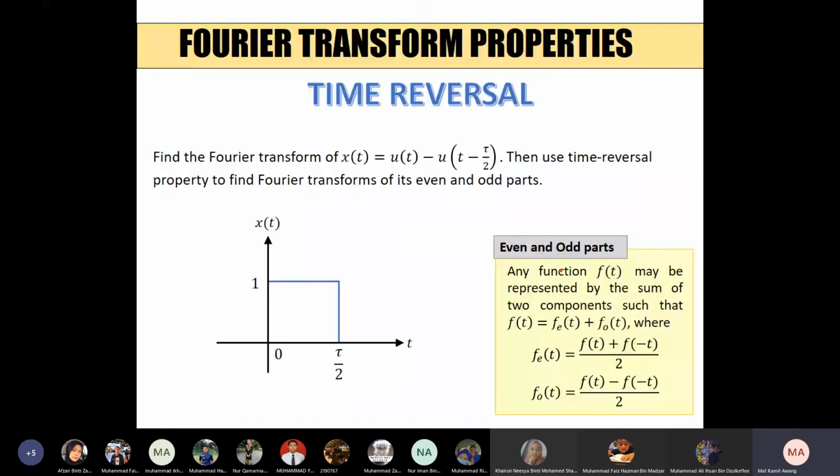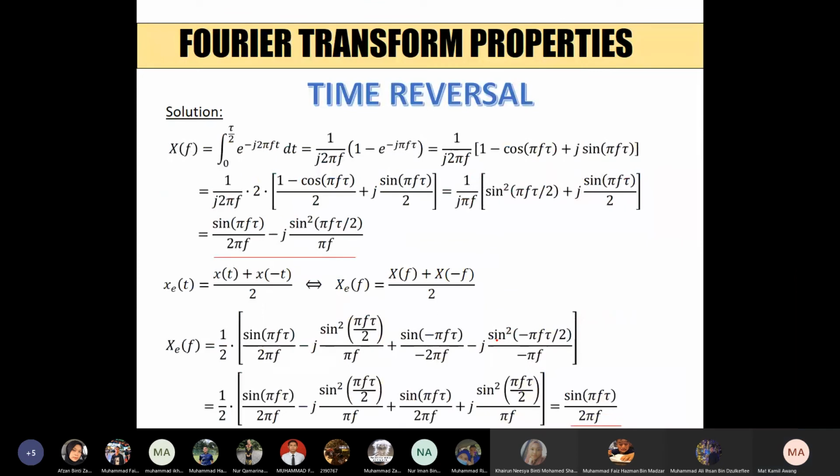Even and odd parts: any function f of t may be represented by the sum of two components such that f of t is equal to the even component of t plus the odd component of t, where the even component is f of t plus f of minus t over 2, and the odd component is f of t minus f of minus t over 2. So when you add, this term drops, so you have f of t, right? So this is actually the solution.